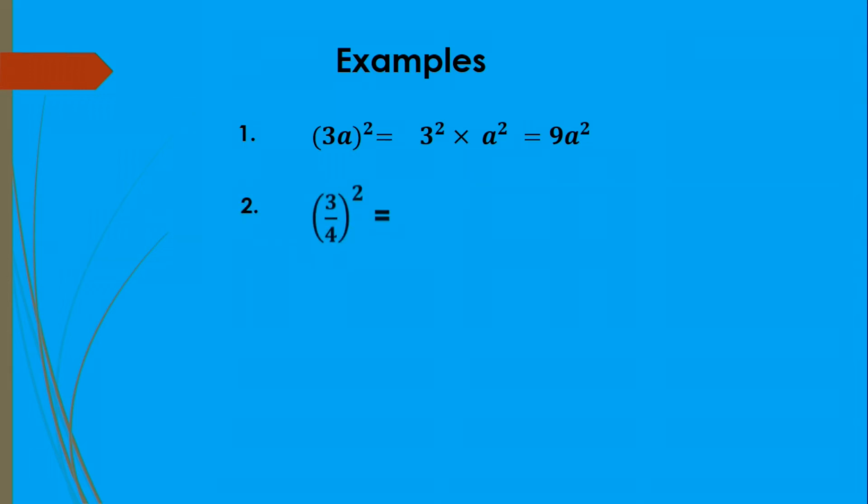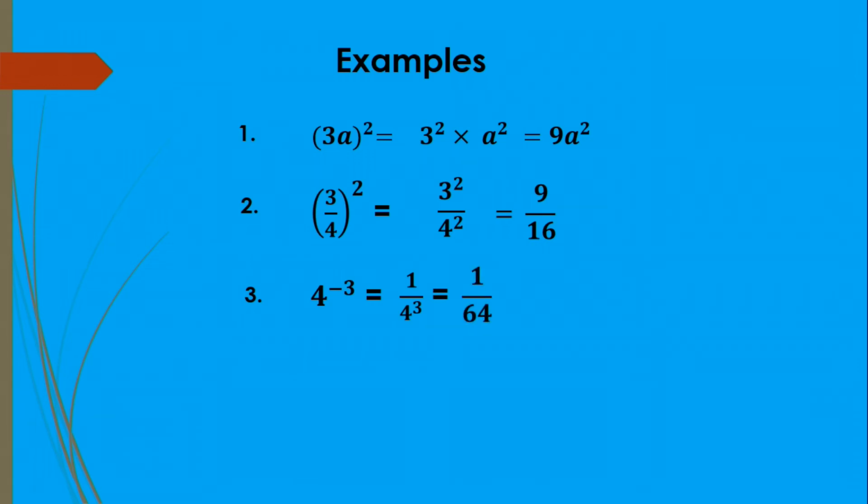Number 2, (3/4) power 2. That is 3 over 4 inside a bracket. Then you have power 2. Here again, this power 2 will belong to both 3 and 4. You will have 3 power 2 over 4 power 2, which is equal to 9 over 16. Number 3, 4 power minus 3, that is negative indices. This becomes 1 over 4 power 3. Now you can simplify 4 power 3. 4 power 3 is 4 times 4 times 4, which is of course equal to 64. So the answer here is 1 over 64.